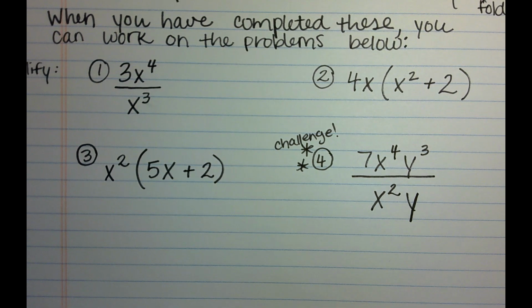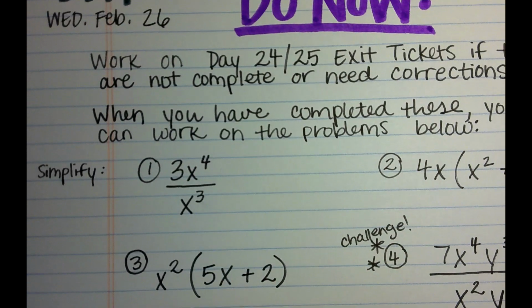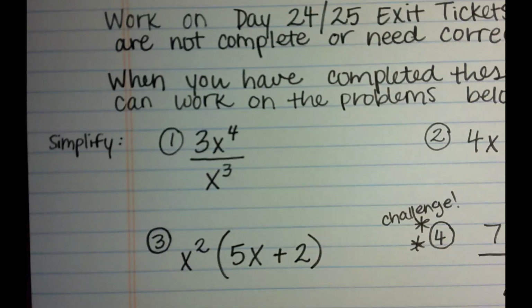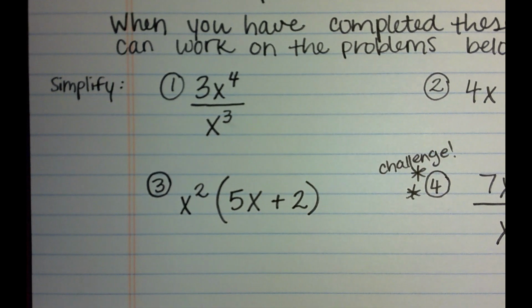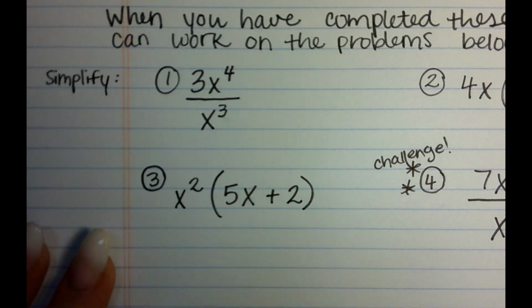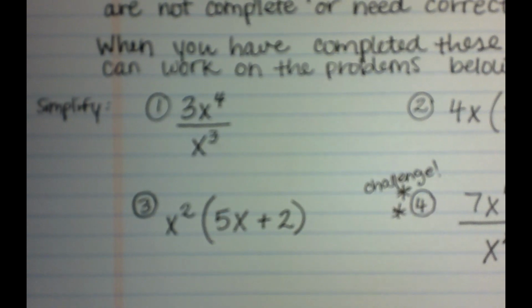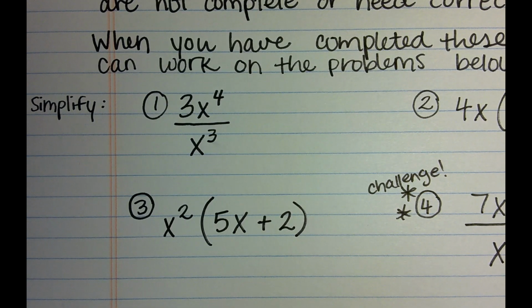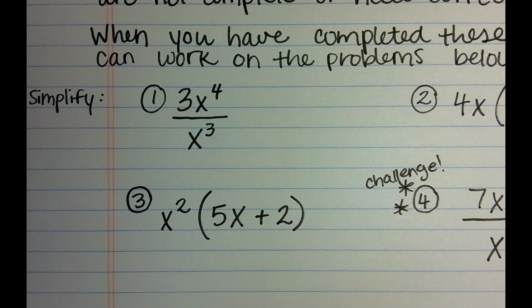Okay. So let's go ahead and look at number 1. I'm asking you to simplify all of these expressions, whether it is with multiplication or division. For number 1, we got 3x to the 4th power divided by x to the 3rd power. Who would like to tell me what I should do to simplify this?